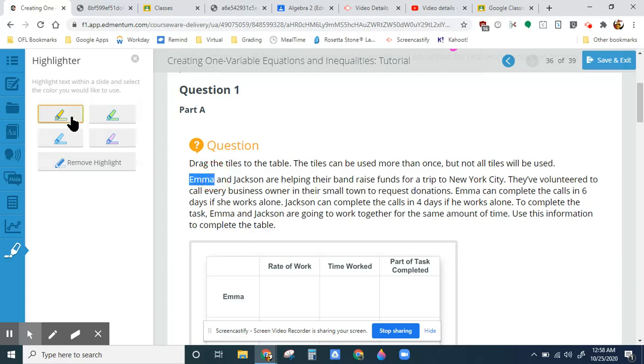We're talking about Emma, and we're going to talk about Jackson. They're both volunteering, helping to call every business owner in a small town to request donations. Emma can complete the calls in 6 days. So I'm going to make it yellow for Emma when she works alone. Jackson can complete the work in 4 days, so Jackson's doing this faster. Make that purple. To complete the work, they want to work together now.